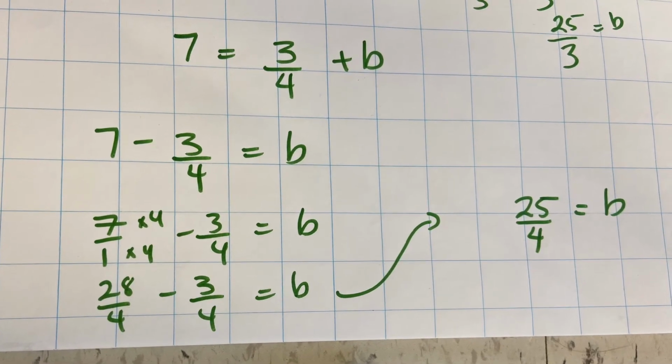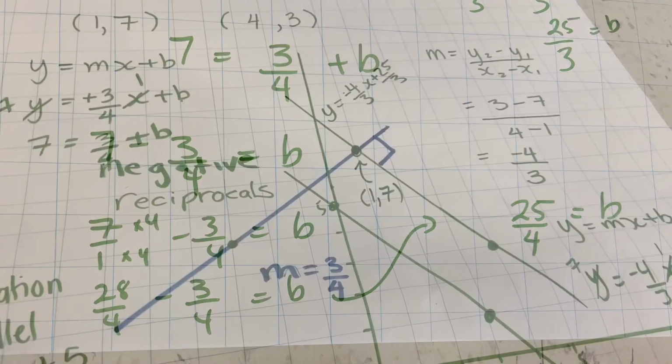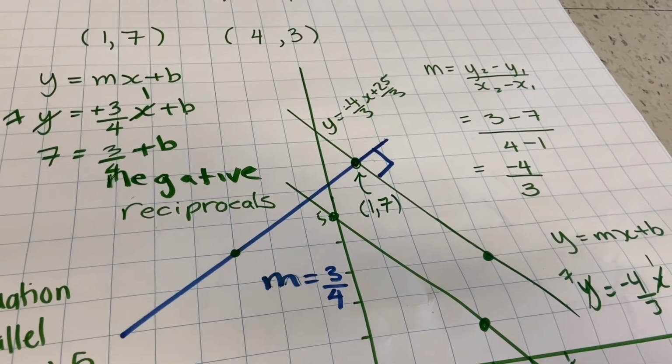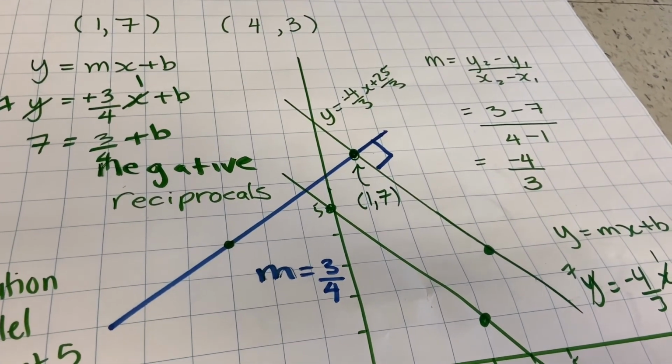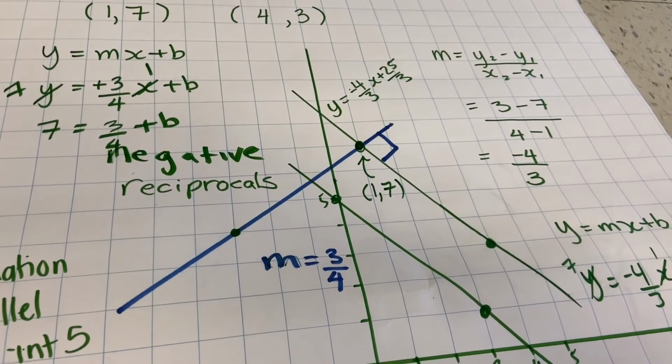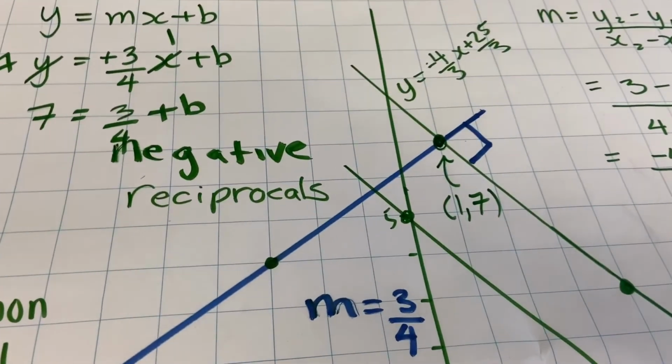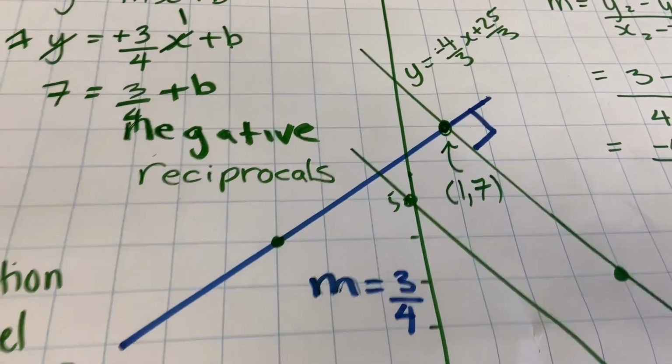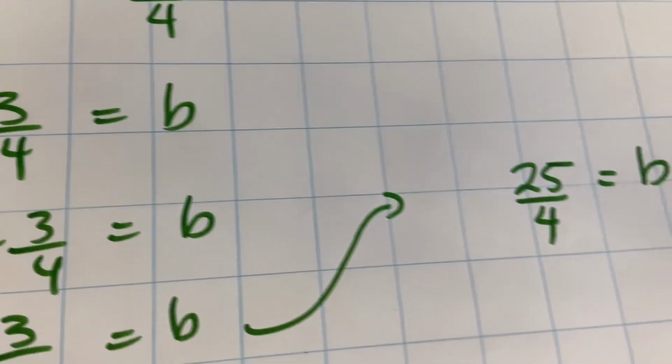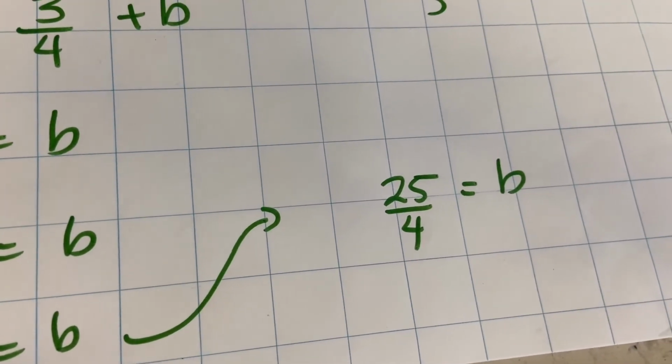So let's look at the graph and see if that makes sense. Here's my blue line one last time, and I can see that it crosses above 5 and a little bit above 6, at 6 point something. So this answer for our b makes perfect sense.